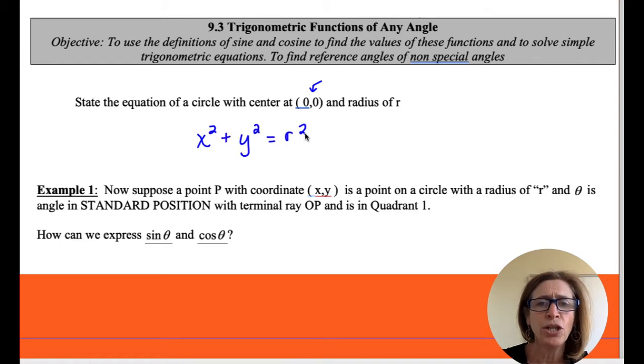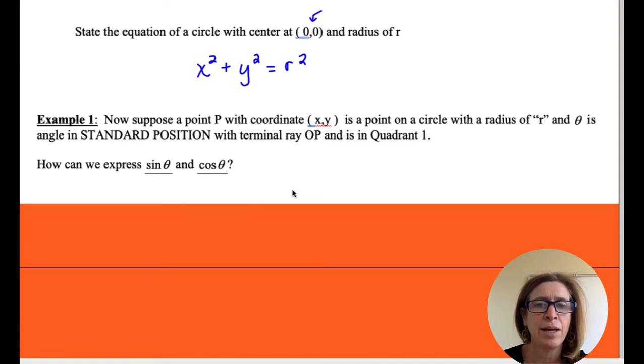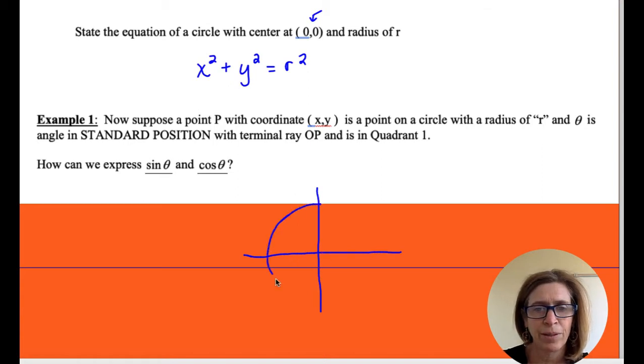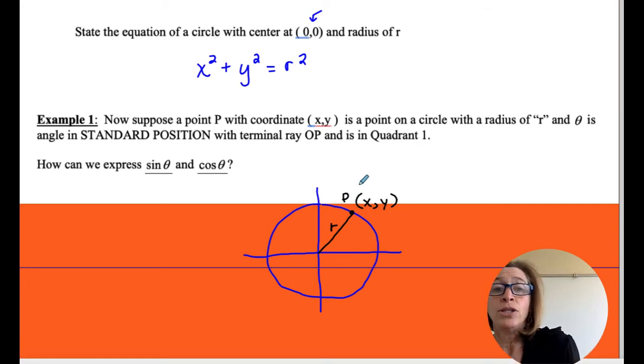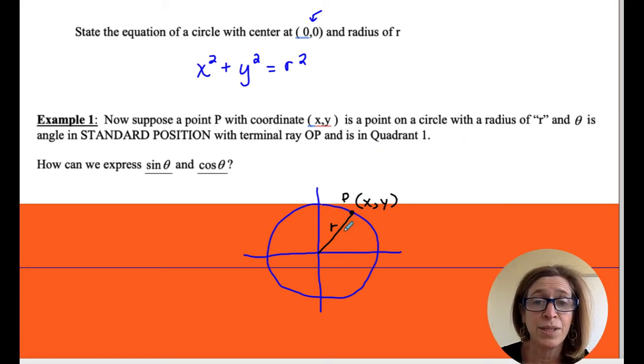Okay, so let's suppose that we have a point on a circle, and the point P has the coordinates (x, y). So that's the point P, and we know that the radius is r. If theta is an angle in standard position with a ray of OP, and we'll say it's circle O, and is in quadrant 1, well, then that's theta right here. That's our reference angle. All right, so how could we express sine theta and cosine theta?